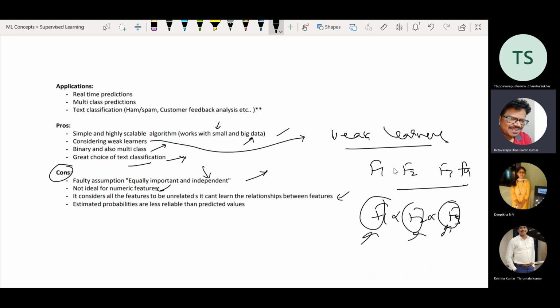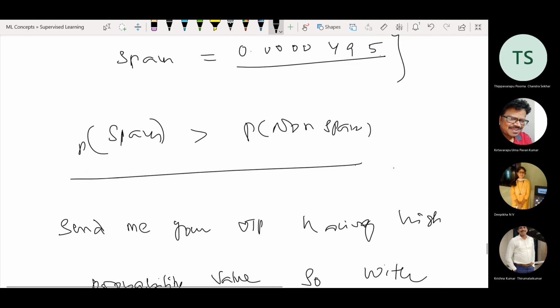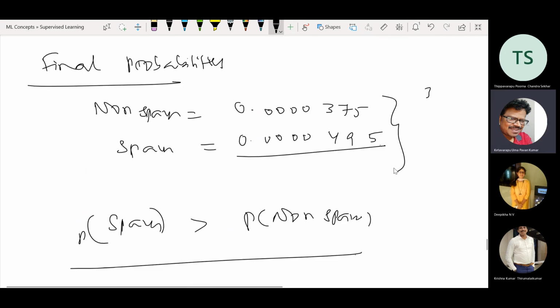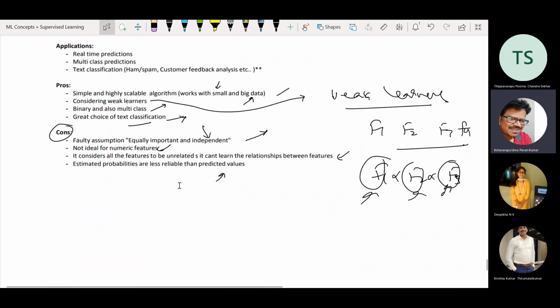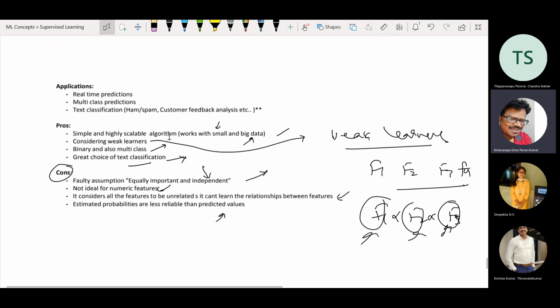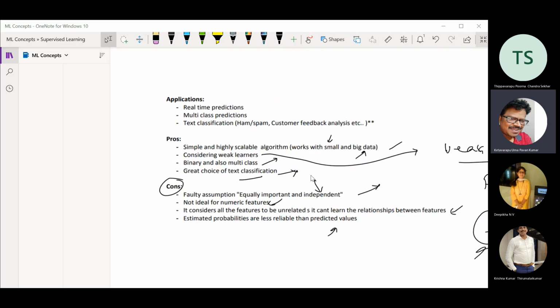Now, estimated probabilities are less reliable than predicted values. We are saying probability, not exactly the value. Friends, here, if you observe what we have seen, maybe 37.5 percent or 49.5 percent, and based on this we say that our specification belongs to the spam category. So these are some of the drawbacks. Every algorithm has them, but based on our requirement, we can perform the activity accordingly.